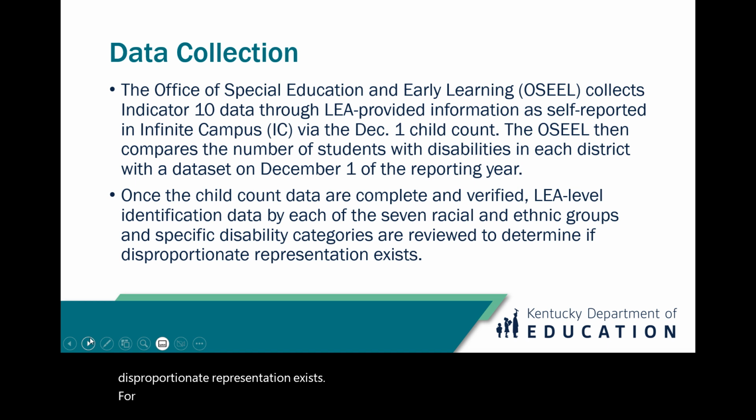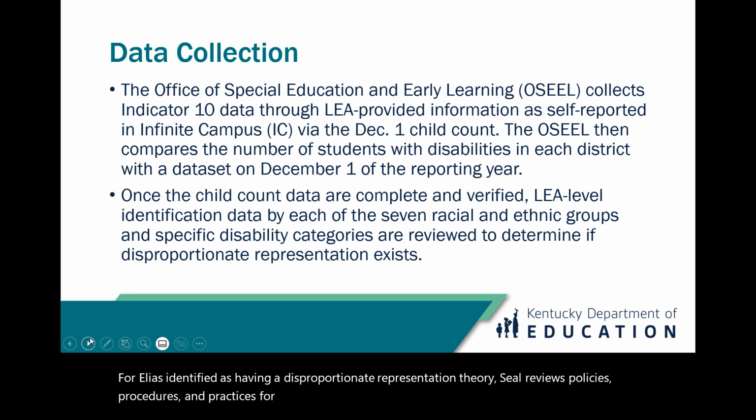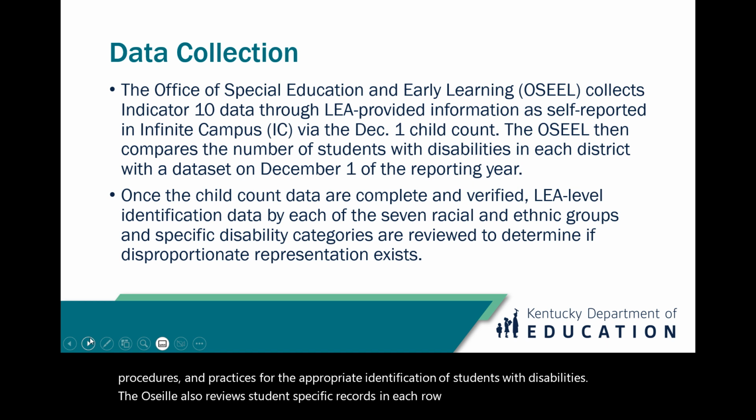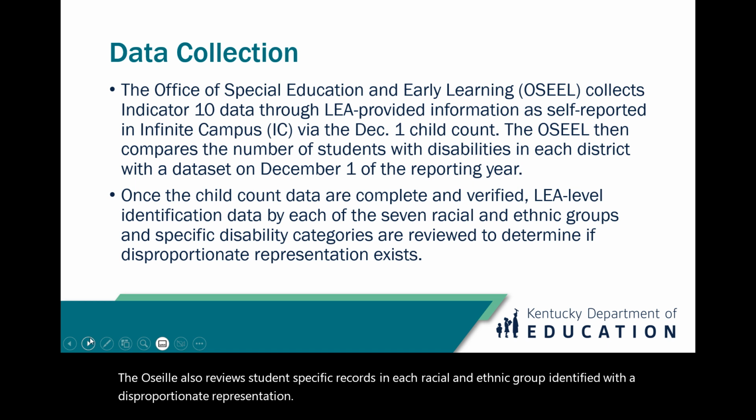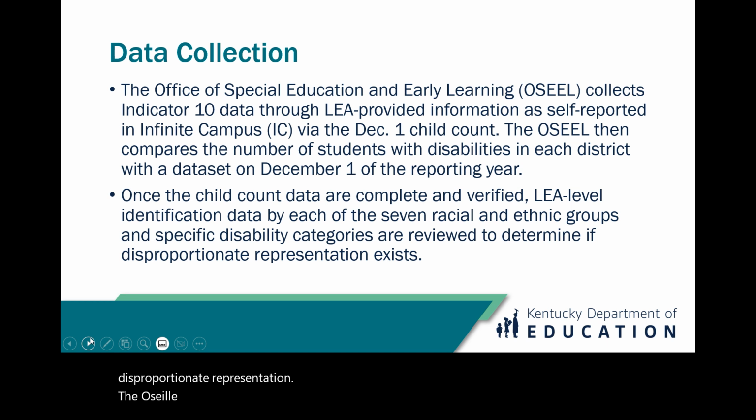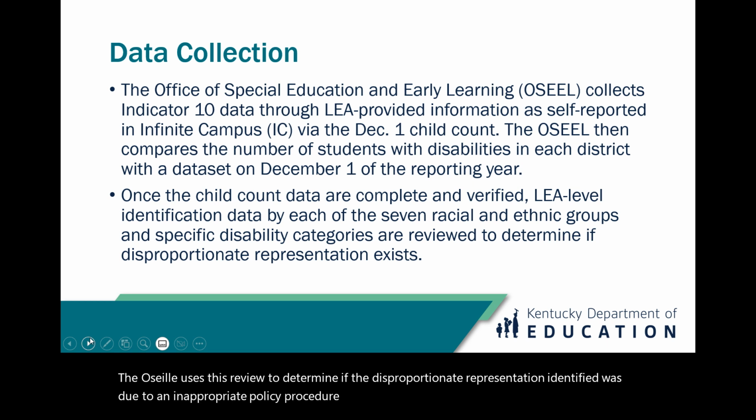For LEAs identified as having a disproportionate representation, the OSEAL reviews policies, procedures, and practices for the appropriate identification of students with disabilities. The OSEAL also reviews student-specific records in each racial and ethnic group identified with a disproportionate representation. The OSEAL uses this review to determine if the disproportionate representation identified was due to an inappropriate policy, procedure, and practice.